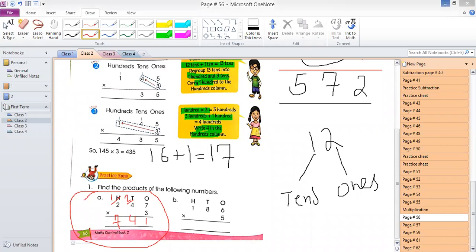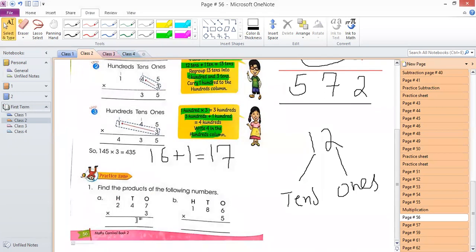Exactly, guys. So this is the correct answer, and I received answers from Muhammad Mumin, Abdul Malik Hassan, and Abdul Muid as well. So how will you solve it? 3 multiplied by 7 is equal to 21. 1 here, 2 will be carried. 3 multiplied by 4 equals 12. In 12, you will add that 2. So 12 plus 2 equals 14.